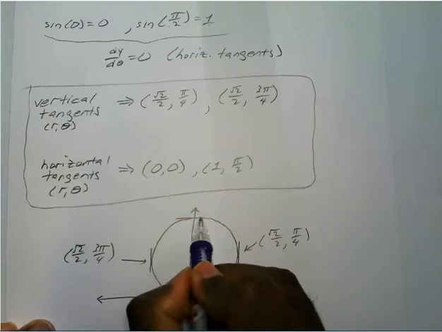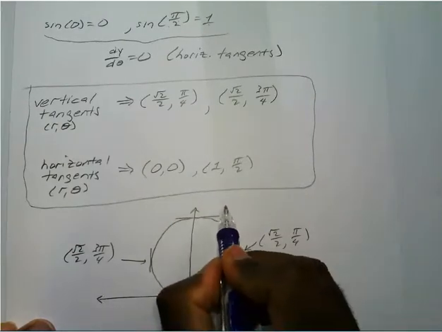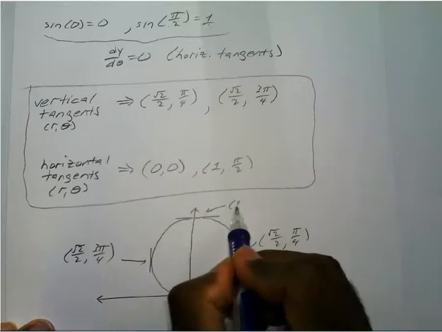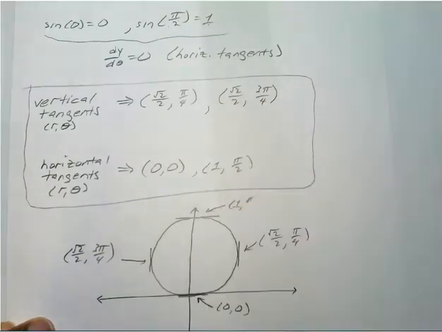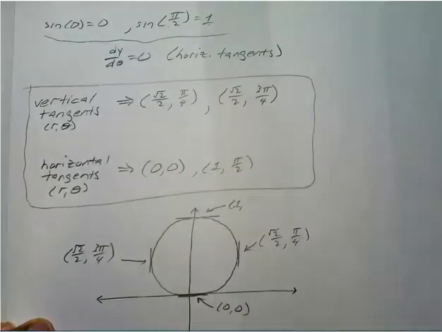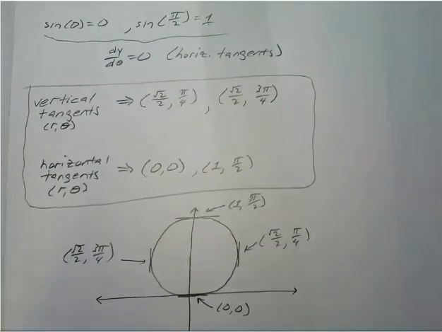Your other horizontal tangent would be 1, π/2. Let's clean that up a little bit. 1, π/2. Okay, so that's how it would look in graph form.